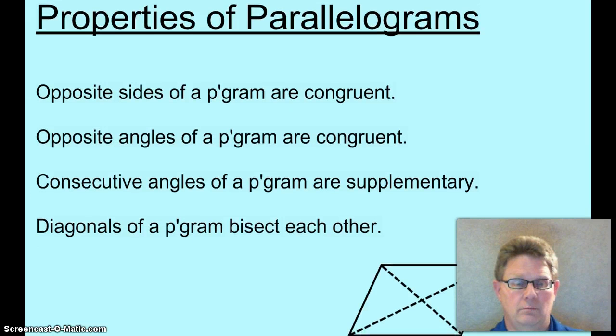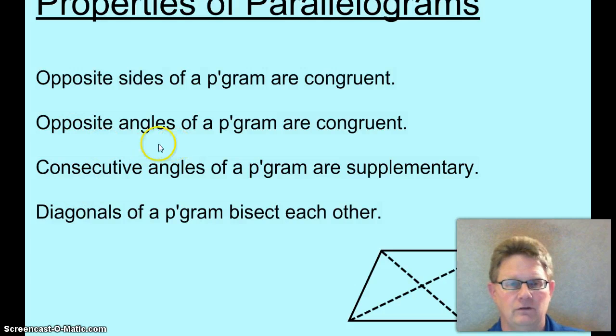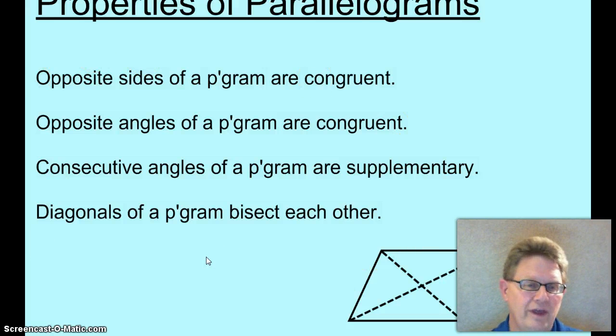I'd like to bring to the forefront 4 different properties of parallelograms. In your book, they're listed as theorems. I just want you to know that they're true, okay? Opposite sides of a parallelogram are congruent. Opposite angles of a parallelogram are congruent. Consecutive angles of a parallelogram are supplementary. And the diagonals of a parallelogram bisect each other. So these 4 theorems, with the definition of a parallelogram, will give you 5 properties of parallelograms.